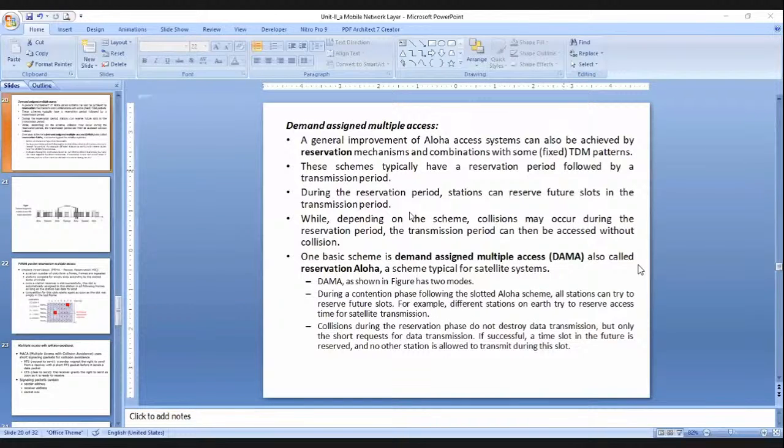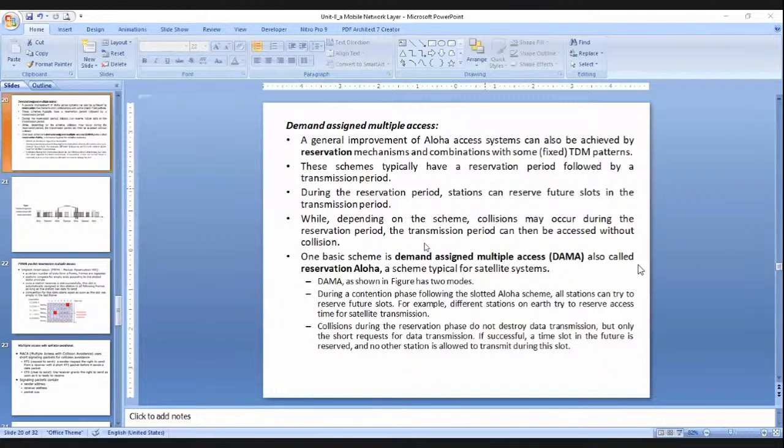So let us suppose that you have a particular transmission of data. What is the transmission period and what is the reservation period? These two fields have to be specified. Depending on the scheme, collision may occur during the reservation period. The transmission period can then be accessed without collision. So during the reservation period they check if there is any collision, and then it can be transmitted without collision in the transmission period.